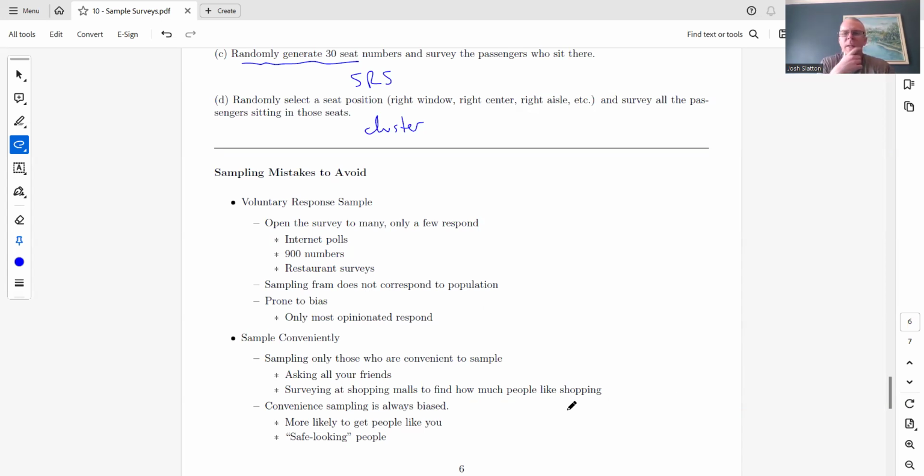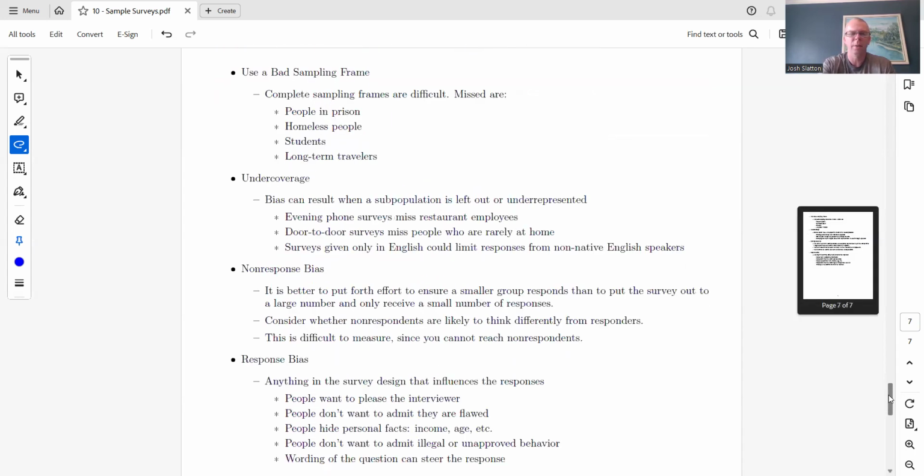Next one is called sampling conveniently: sampling your friends, or surveying people at shopping malls to find out how much people like shopping. Convenience sampling is always biased, since you're more likely to get people like you. You're only going to ask safe-looking people, meaning people you think are going to respond positively. If you're at a mall trying to stop people to fill out a survey, you're not going to get the person who looks angry or is talking on their phone. So it's not going to be a random sample, and that's typically not a good way to go either.